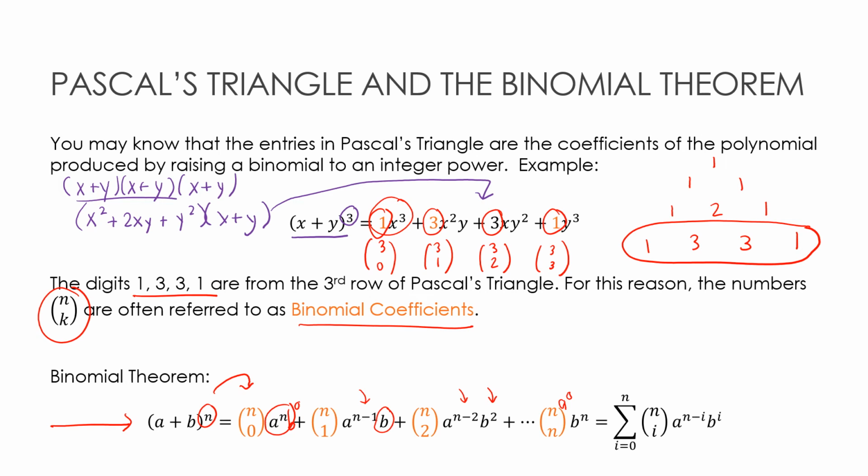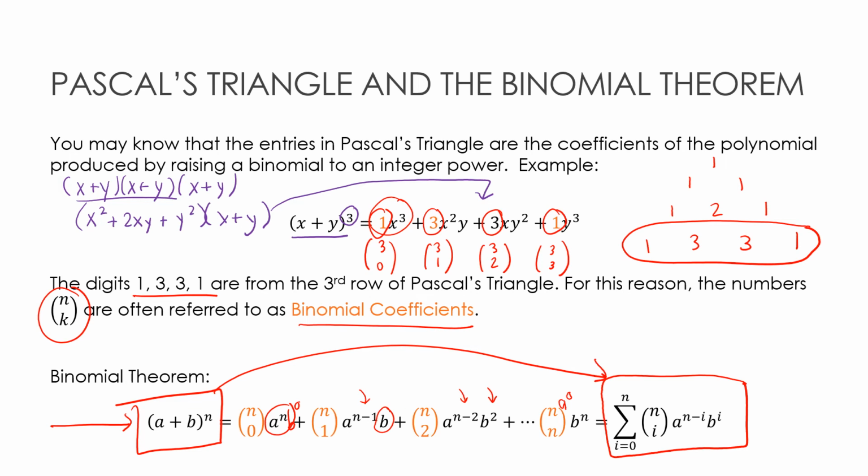Now, why did we review summation notation? Because that can be simplified into this. So the binomial theorem is often written as this equals this, which is to say the summation from 0 to n of n choose i. So i is the value that's going to change, 0, 1, 2, 3, etc., of a to the n minus i, b to the i.